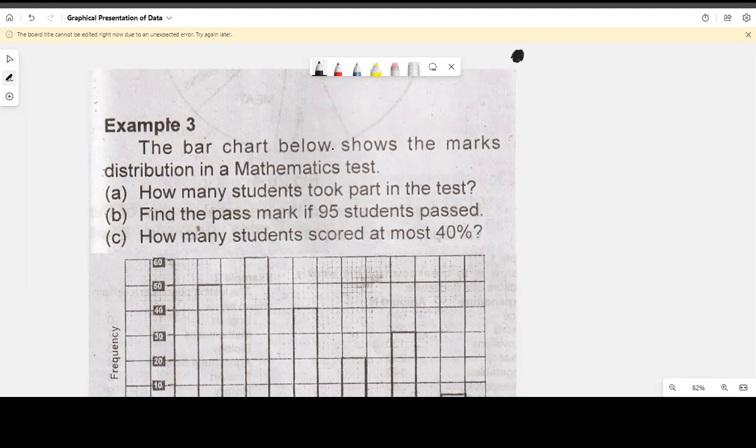The question said the bar chart below shows the marks distribution in a mathematics test. How many students took part in the test? Find the pass mark if 95 students pass. How many students scored at most 40%? So how can we answer questions like this?